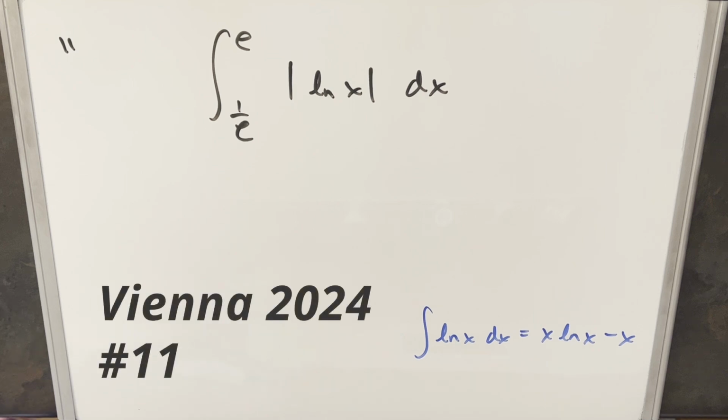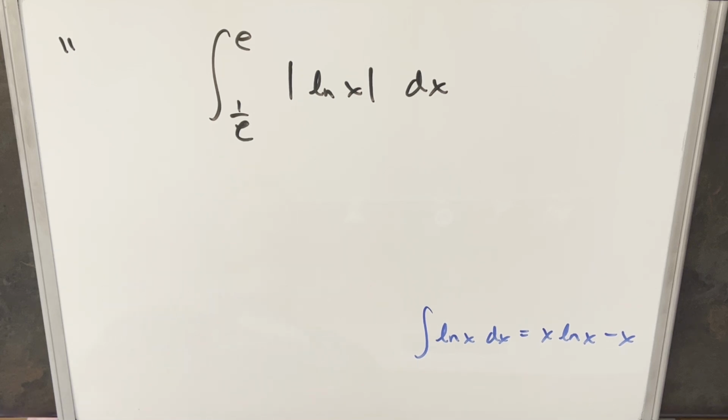Okay, we are on to another integral. This one's from the Vienna Integration Bee, 2024, problem 11. We have the integral from 1 over e to e of the absolute value of natural log x dx.